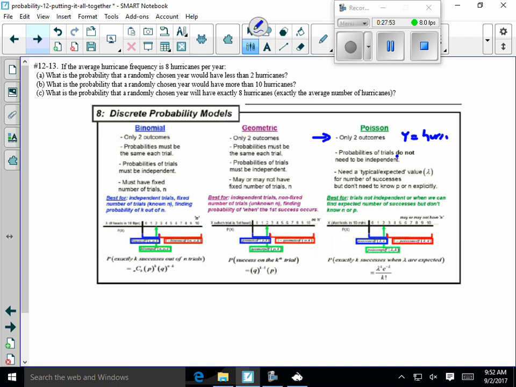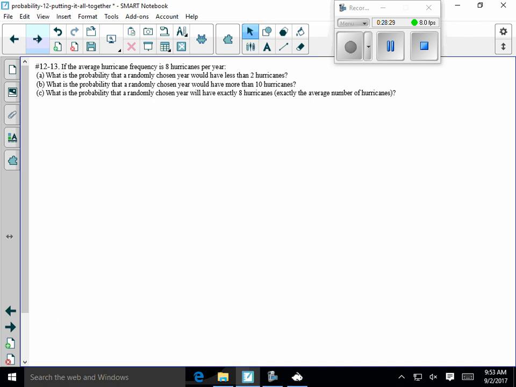The probabilities of the trial don't have to be independent. In other words, we could go through spells where a few years in a row we're more likely to have hurricanes, and the probabilities are affecting each other. So that doesn't prevent us from using the Poisson model here. But the main thing is here you need a typical or expected value, which we call lambda. So here the lambda would be 8 hurricanes, right? Because we average 8 hurricanes. And in that case, we're going to write a model like this. And if we're going to find an exact probability, we'll use the p version. If we're taking a left side, it's the CDF, the cumulative value, and the right side is 1 minus the CDF. So let's go ahead and take a look now.